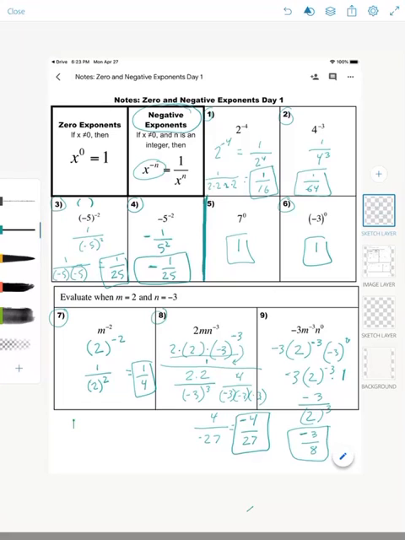Okay, so those are your notes for the day. You will have problems just like this for practice tomorrow, so make sure you really understand this as you take your notes. Pause, rewind, do what you need to do to make sure you understand.